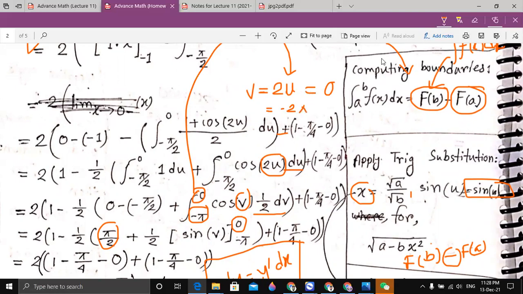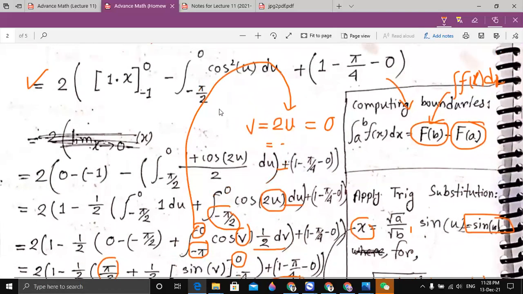Sorry, sorry. 2u, right? It was pi by 2. So substitute minus pi by 2 here. So 2 multiply minus pi by 2. So it will become minus pi, only minus pi, right?